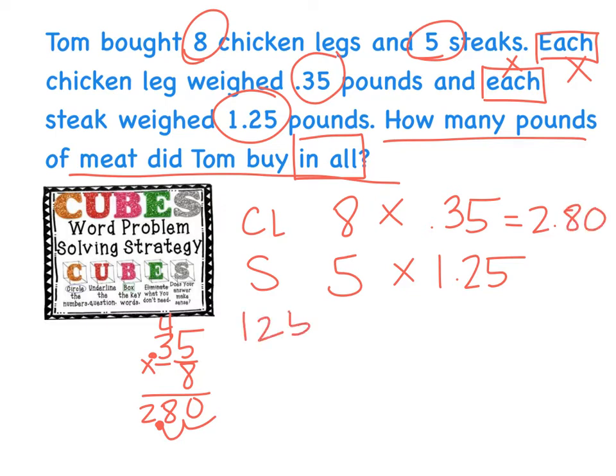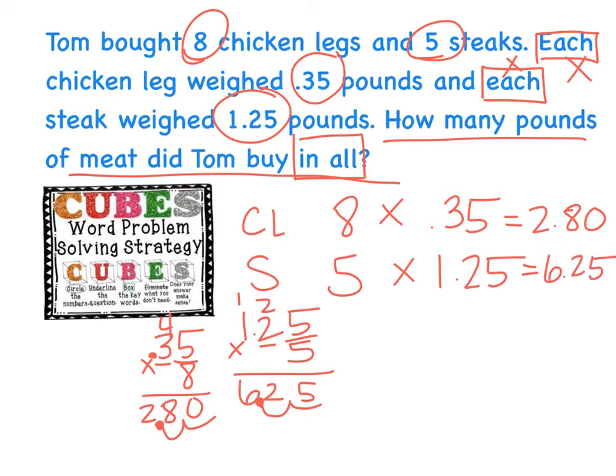Now I'm going to do the same thing with the weight of the steaks. Multiply it together. 5 times 5 is 25. 5 times 2 plus 2 is 12. 5 times 1 plus 1 is 6. And again, I have 2 numbers after the decimal point. So I'm going to move my decimal point in the answer. So I also have 2 numbers after the decimal point for a final answer of 6.25.